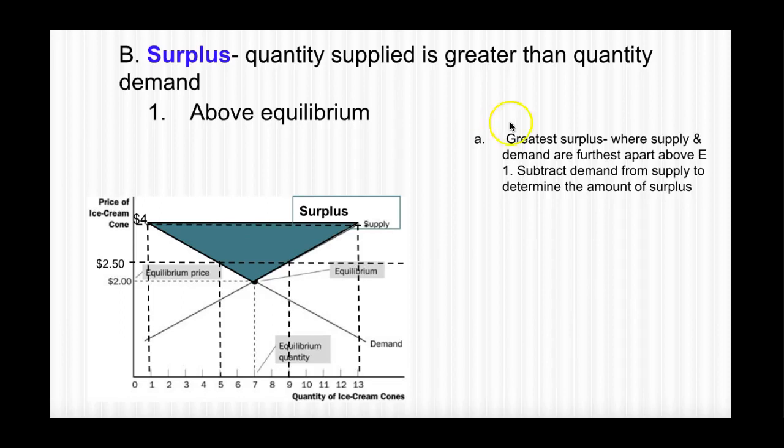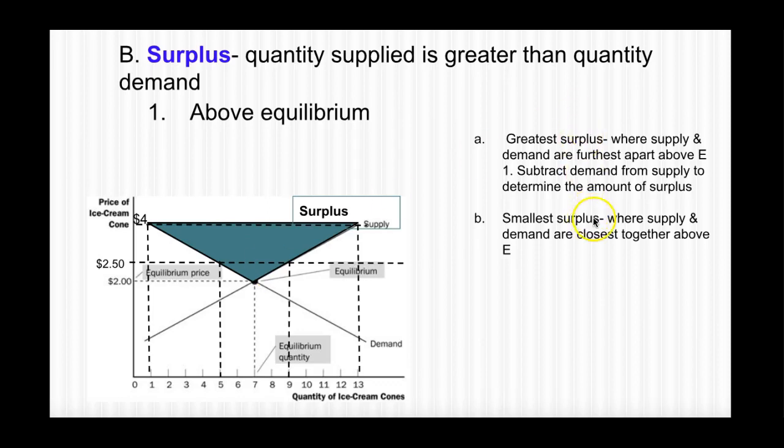Okay, how about the smallest surplus? The smallest surplus is where supply and demand are closest together above equilibrium. If you want to get technical, $2 is our equilibrium, so anything above $2 is going to cause a surplus. So $2.01 will cause a surplus, but I can't figure out how much of a surplus there is at $2.01.